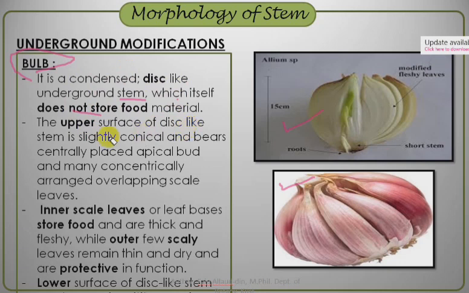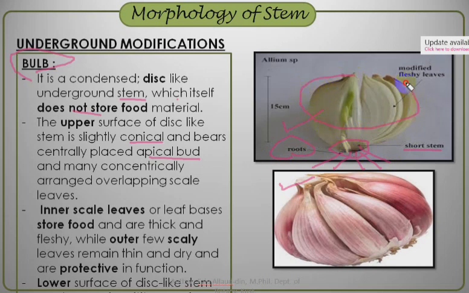The upper surface of this stem is conical, cone-like, you can see here, and bears an apical bud. This part, you can see that it is a short stem, reduced stem. This stem will give off roots from here. You may have clearly seen this when you buy onions from the market. It has roots on this lower part. This part is also known as the stem. The stem is very condensed.